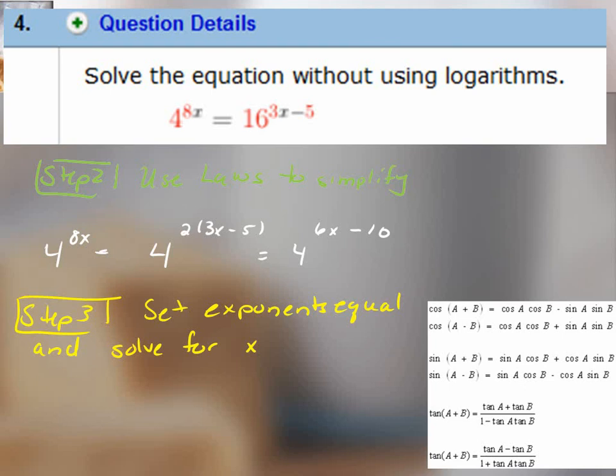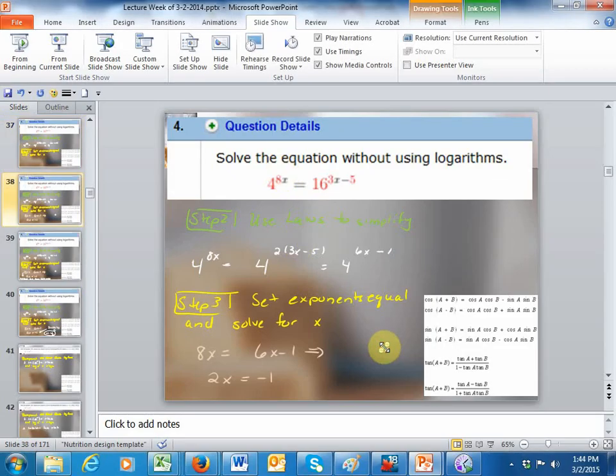So now you set those exponents equal because you have 2 bases and the exponents are the same. Set them equal and solve for x.